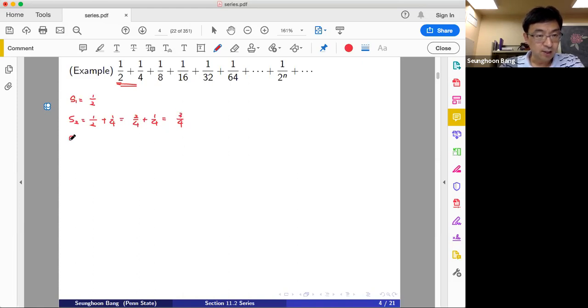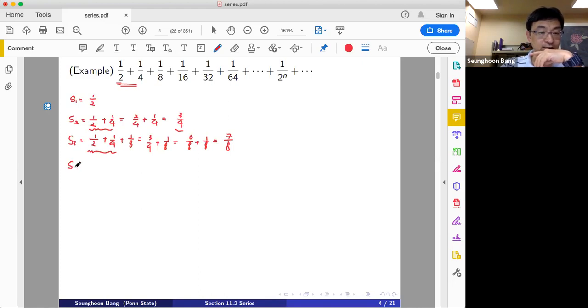The next one, partial sum S3. You add 3 terms: 1 over 2 plus 1 over 4 plus 1 over 8. Here, 1 over 2 plus 1 over 4 is the previous result, exactly 3 over 4, plus 1 over 8. You can find a common denominator for 4 and 8. 3 over 4 is the same as 6 over 8, plus 1 over 8. The answer is 7 over 8. So keep going.